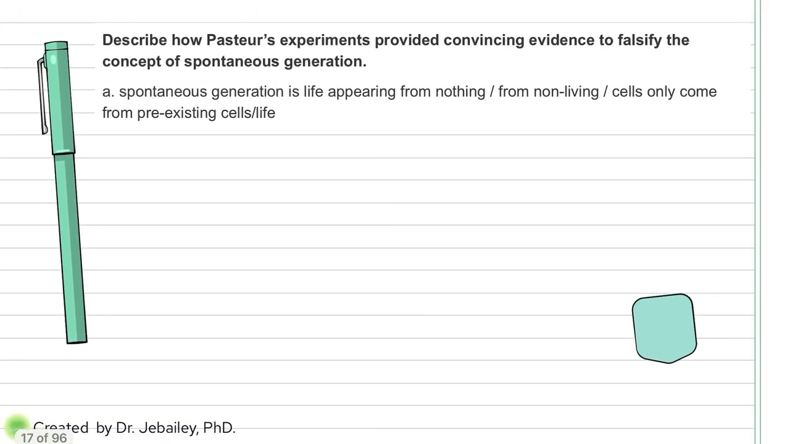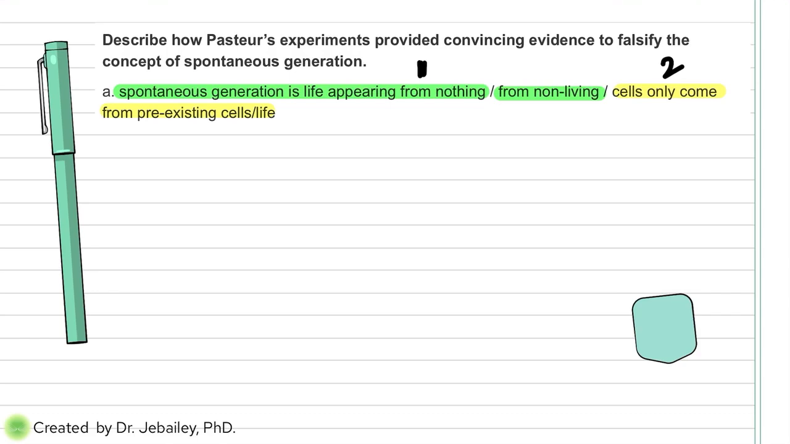Now, let's see how he puts it in words. How would IB want to say it? The first thing I would always tell you is explain what spontaneous generation is. You can see the first thing says spontaneous generation is life appearing out of nothing, okay? And it has to be from non-living cells. And then the second part says cells can only come from pre-existing living cells. So the first part is spontaneous generation, and the second part is Pasteur.